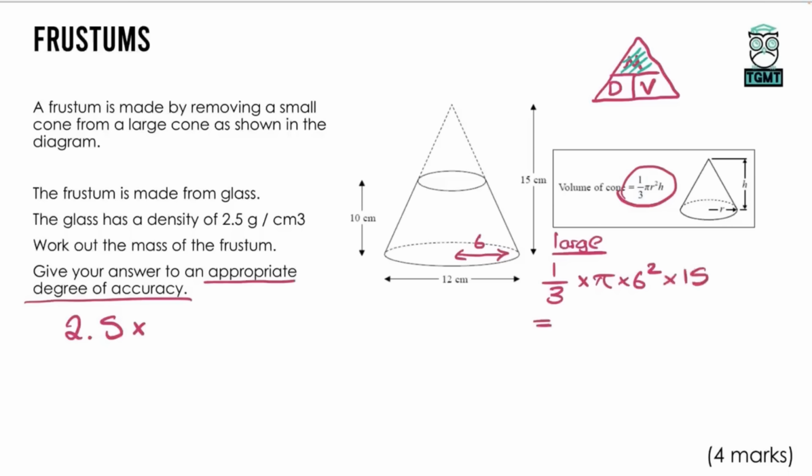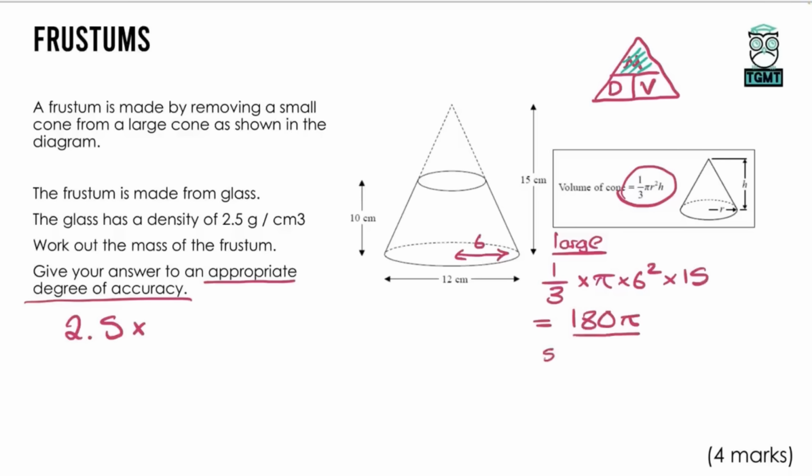So there we go. I'll type that into the calculator. 1/3 times pi times 6 squared times 15. And I'm going to leave this in terms of pi, because if I start writing down lots of decimals, there's a lot to write down, and as it's come out in terms of pi, it's much easier for me to leave it like that. So 180 pi.